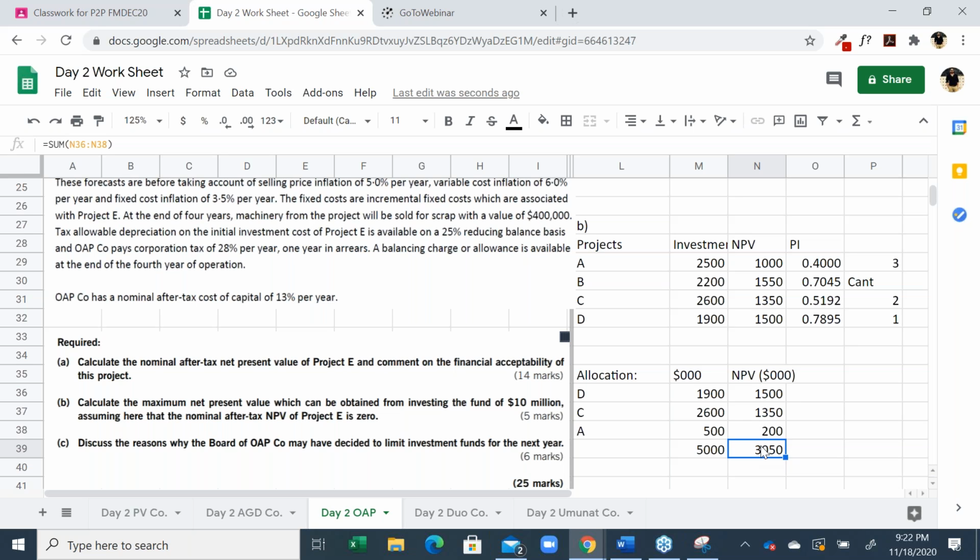So that's the maximum net present value we can earn from investing $5 million. That's the ultimate answer of part B.